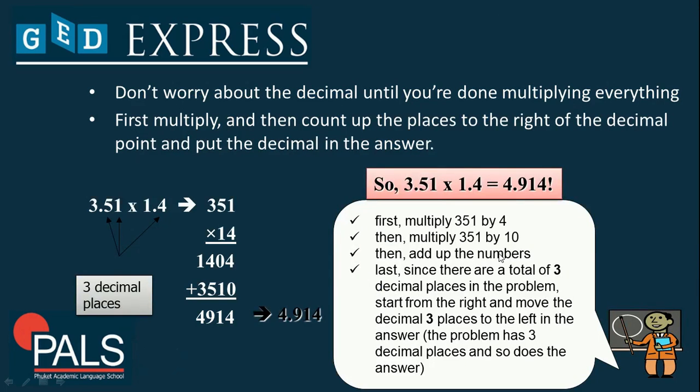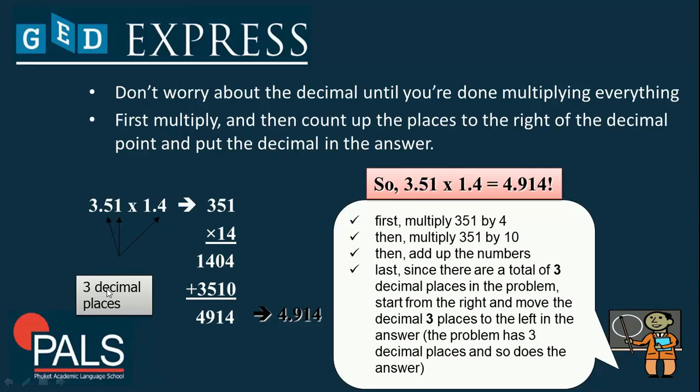Now, don't worry about the decimal until you're done with multiplying everything. So first, you multiply and then count up the places to the right of the decimal point and put the decimal in the answer. For example, 3.51 times 1.4. So we have here 3 decimal places in total. So 1, 2, 3. So you do it like this as if you are multiplying whole numbers. Like 351 times 14, that will give you 4914.